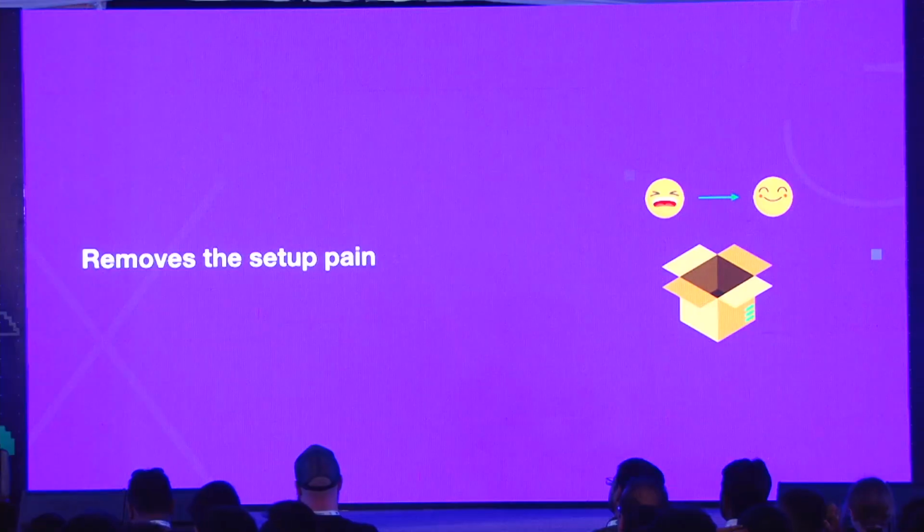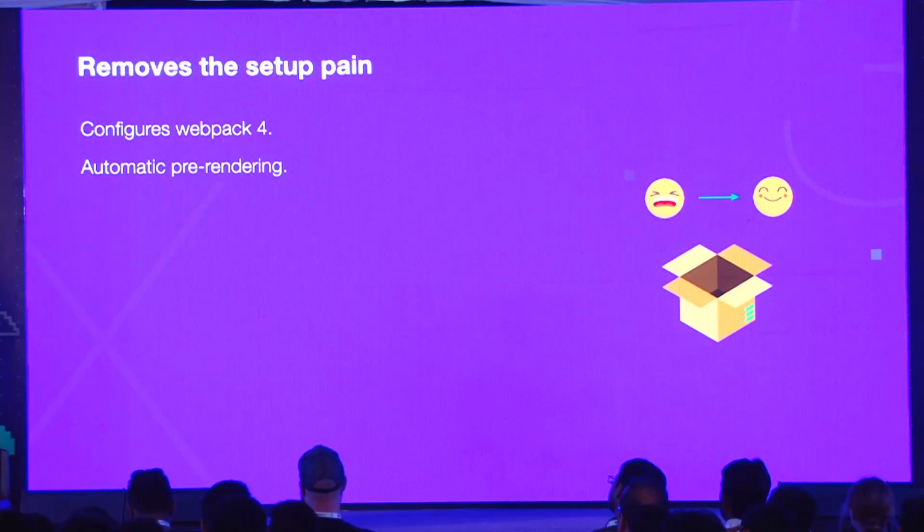So what does this thing do? It removes the setup pain. As the industry knows, setting up a web project has become more complicated than we want it to be. So Preact CLI configures Webpack 4 for you. That's the current stable form of Webpack, which means your product team can now actually focus on the product and not on configuring Webpack.